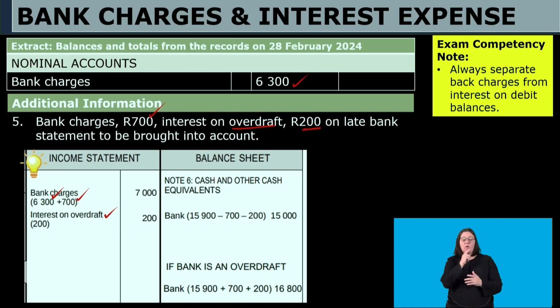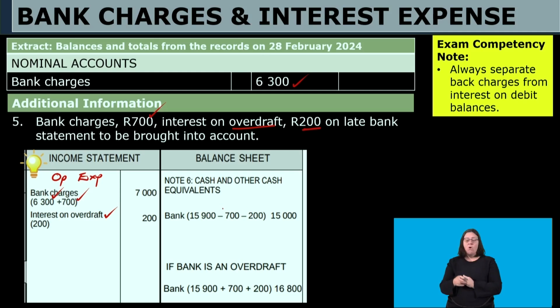But remember, your bank charges will be under your operating expenses. But your interest on overdraft, it will be under your non-operating items. So after you have your operating profit there, then you have your interest income, then interest expense. But it still goes onto your statement of comprehensive income. And then remember that these amounts must still now be adjusted to the statement of financial position.